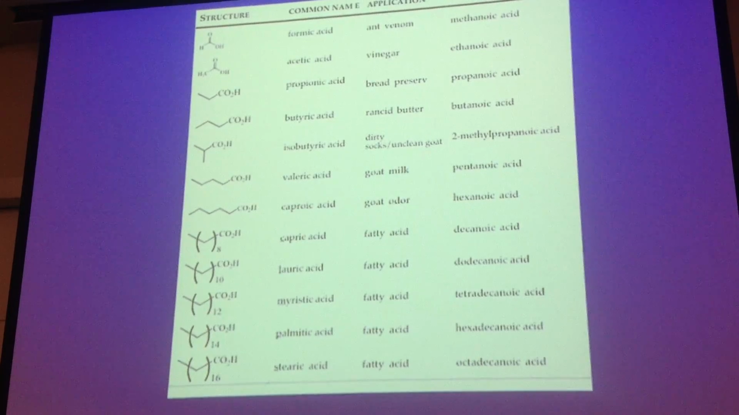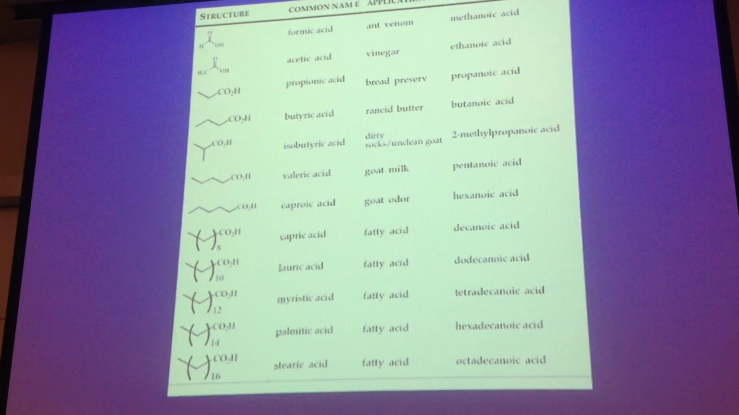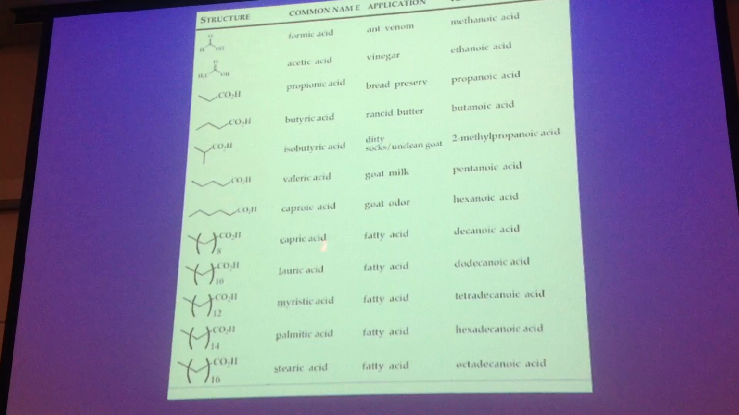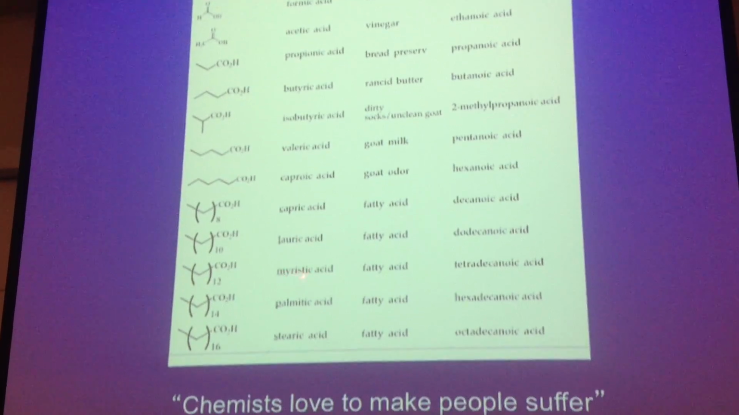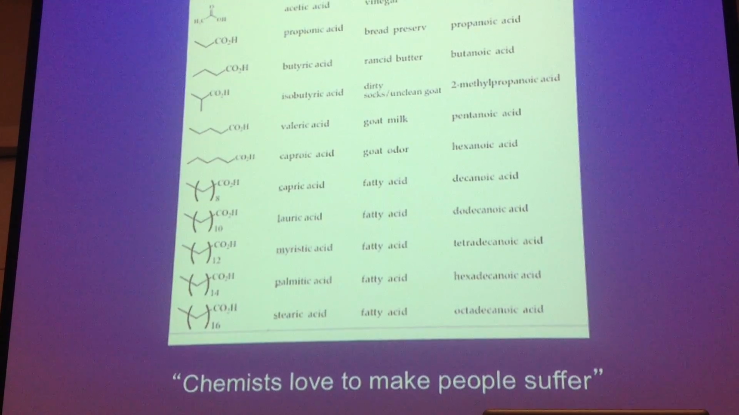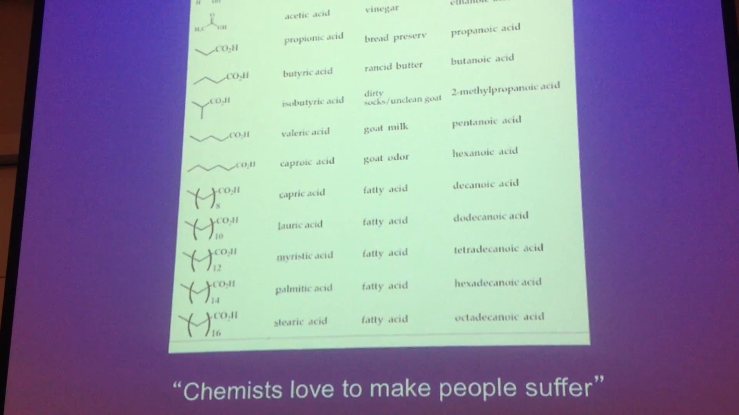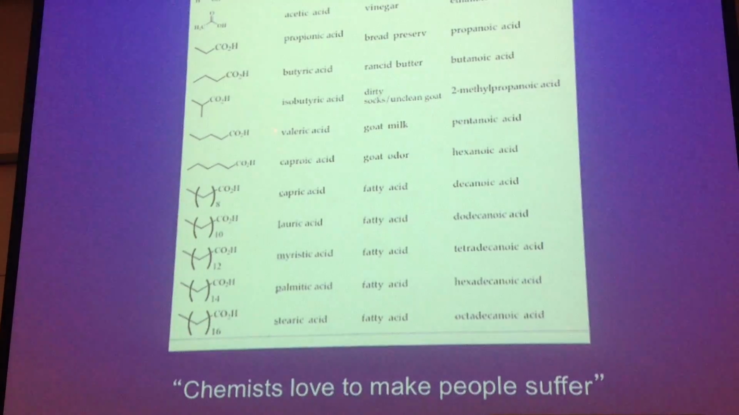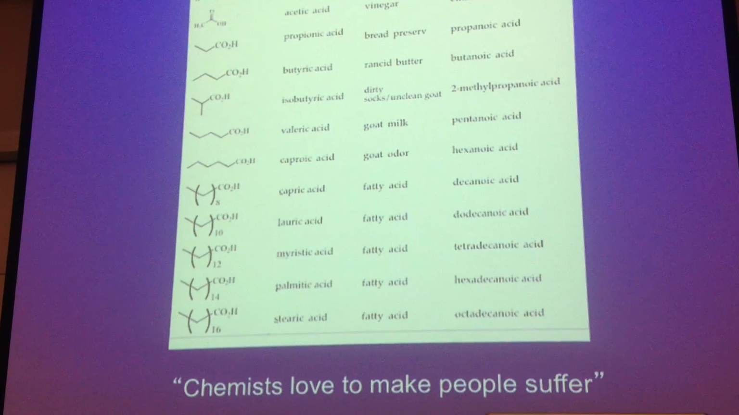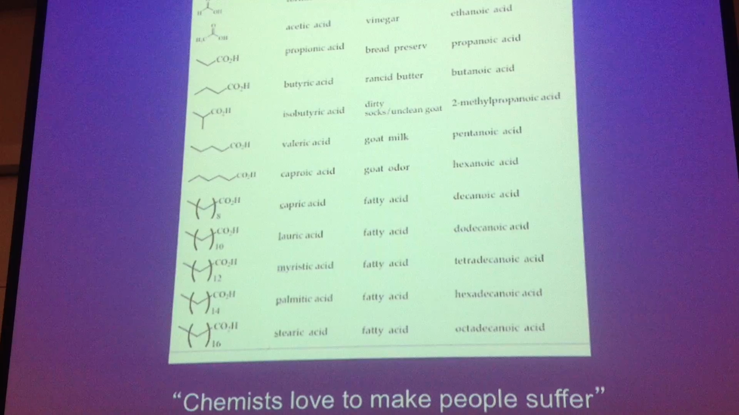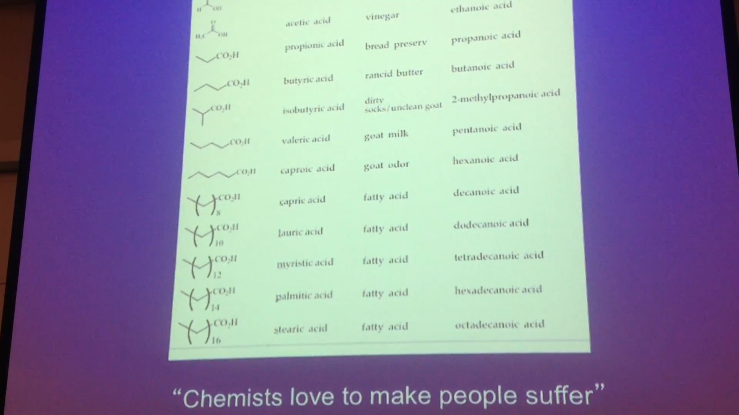There is a mnemonic for the fatty acids. So that's these ones, right down in here. Capric, lauric, myristic, all those. There's a mnemonic: Chemists love to make people suffer. And if you take a look, chemists love to make people suffer. Right there, it's for the fatty acids. So if you ever go into biochem, just remember that. It'll help you memorize it.